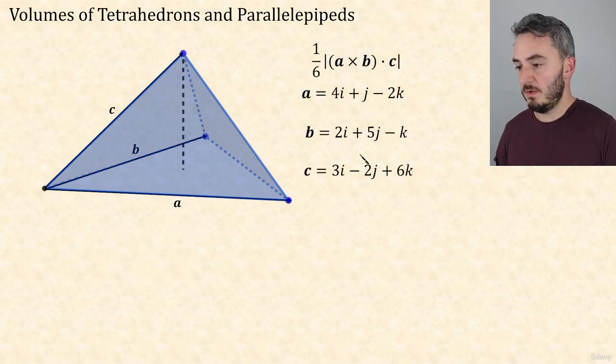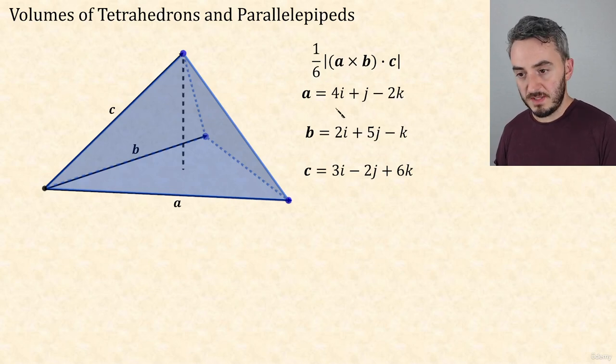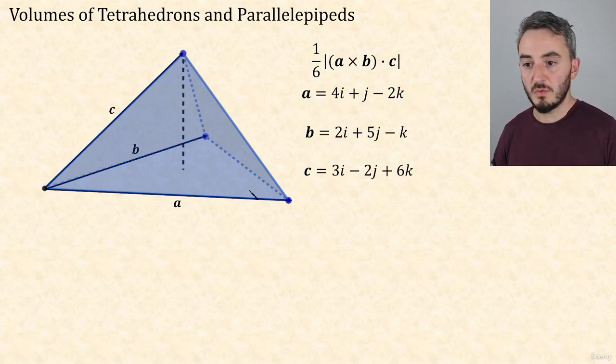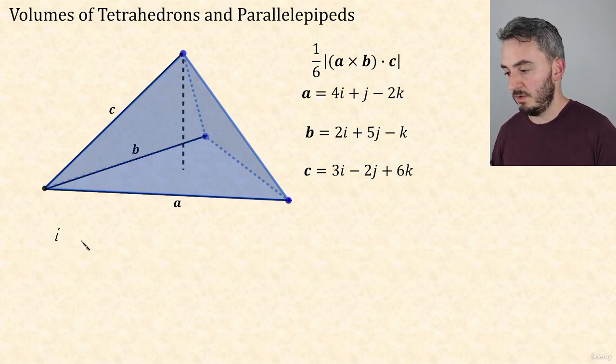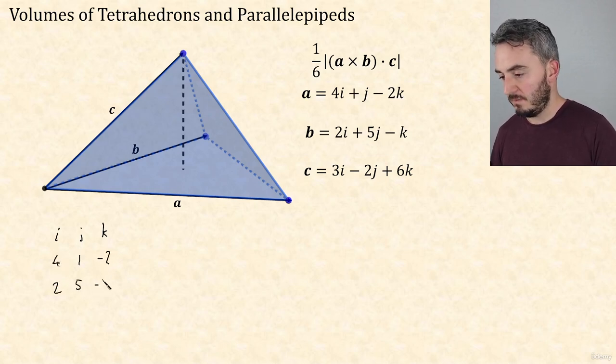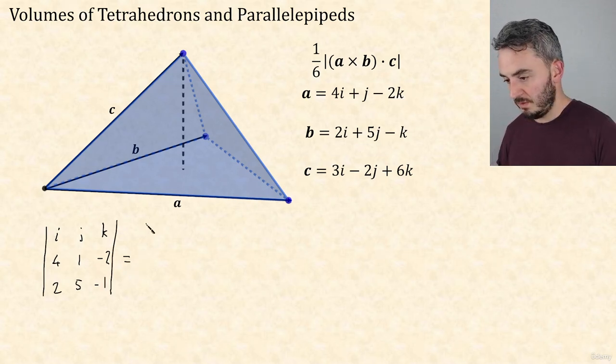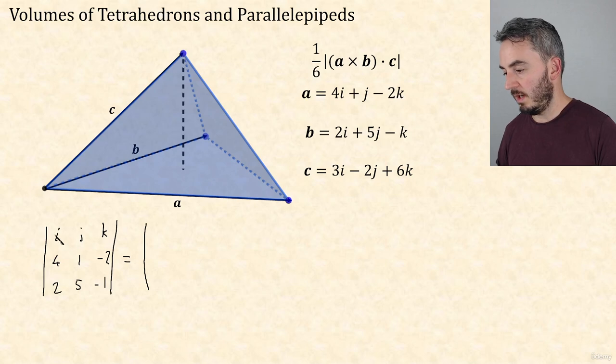All right, so suppose our vectors a, b, and c were as follows. How do we do this? Well, we basically have to just find the cross product, the vector product first. So let's do that. i, j, k, 4, 1, minus 2, 2, 5, minus 1, and find the determinant of this matrix. So let's do this straight to column form. So it's i times, so up here it's minus 1 plus 10, so that's 9.